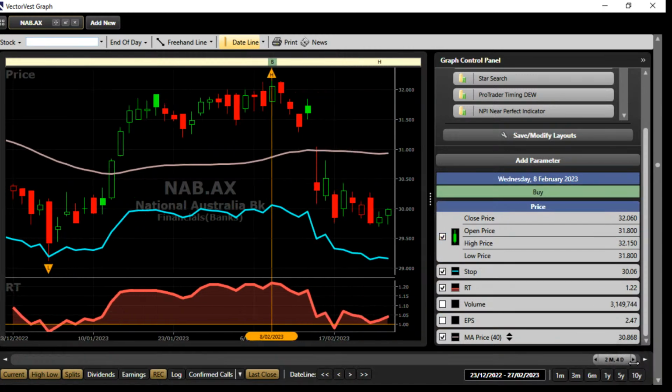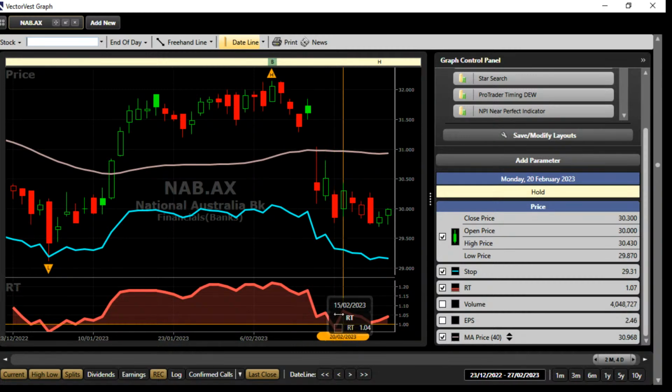And then we start to see this starting to take place. Starting to turn. Starts to turn quite violently on us. At that point there, we see, through the 40-day moving average. And then we see at this point here, relative timing goes below 1. So you've got price and volatility.